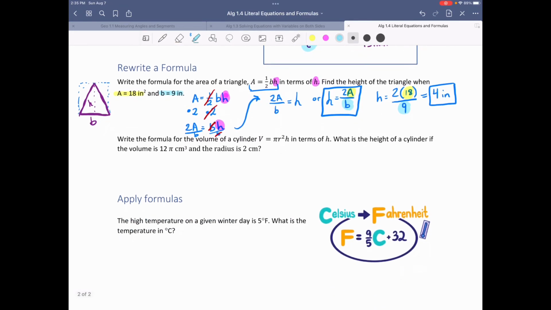Write the formula for the volume of a cylinder, V equals pi r squared h, in terms of h. So we're looking for h again. We're looking for the height again.